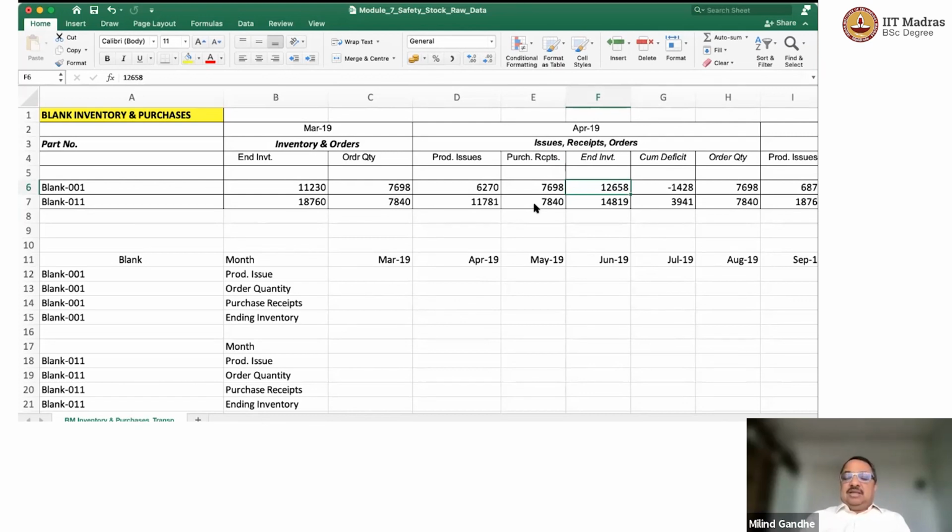He's also given us this cumulative deficit data, and I think for now we can ignore it. We'll come back to this. Let's leave it.